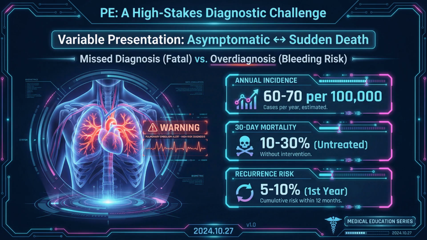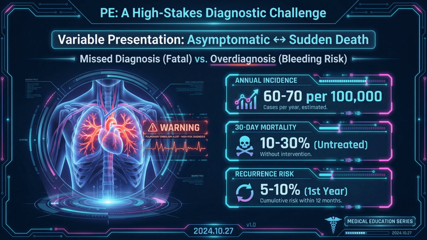Pulmonary embolism, or PE, is truly a high-stakes diagnostic challenge for us as clinicians. Its presentation is incredibly variable. Some patients may have no symptoms at all, while others can suffer sudden death. This wide spectrum makes recognizing PE particularly difficult. Missing the diagnosis can be fatal, yet overdiagnosing leads to unnecessary anticoagulation, which carries its own serious risks, especially bleeding. So, we must strike a careful balance in our clinical judgment.